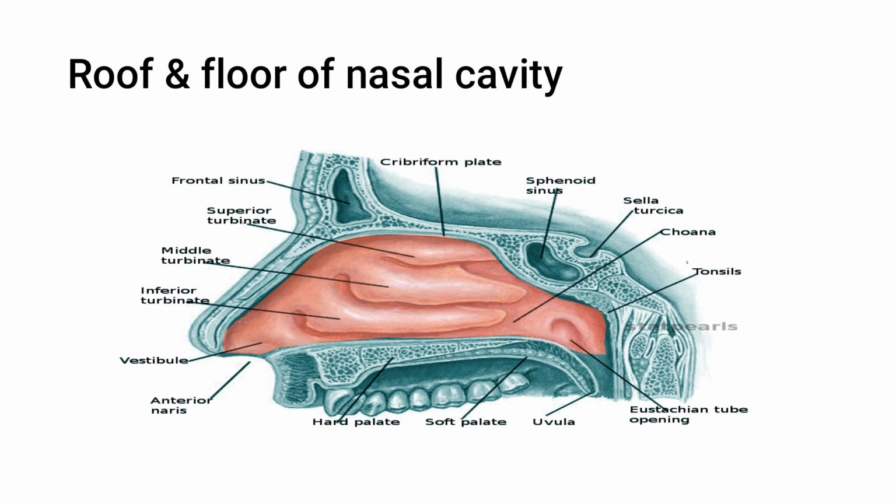So let's talk about the roof and the floor. The roof is formed here. You can see the sloping area. Now this sloping area is formed due to the union of the nasal bones, and here posteriorly you can see the body of the sphenoid, and the middle part is formed by the cribriform plate. So these 3 structures unite together to form the roof of the nasal cavity.